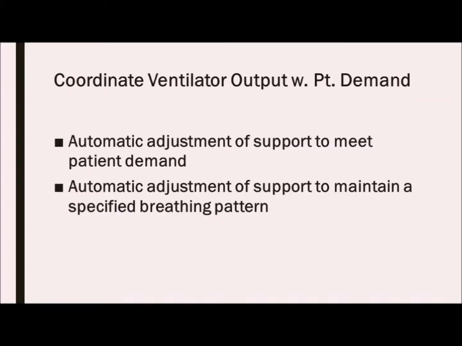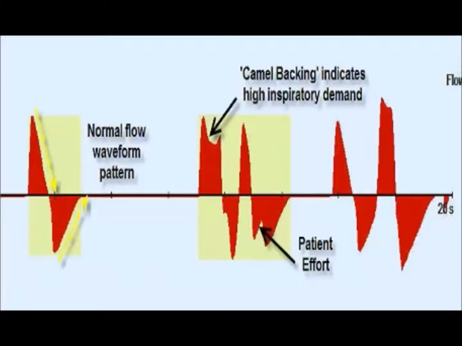Does your mode allow for automatic adjustment of support to meet patient's demand? And does it automatically adjust the support to maintain a specific breathing pattern? Let's look at another aim in patient comfort: coordinating ventilator output with patient demand. After reviewing the last scenario, we can pretty much predict that volume control CMV with dual targeting does not provide this. The way these are presented is from a lower level of automation to a higher level of automation.